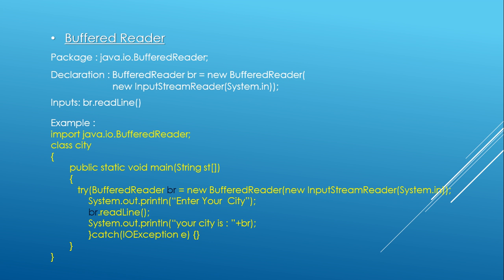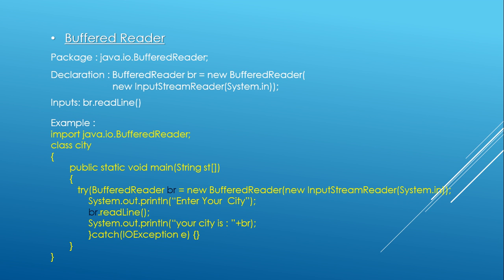Example, import java.io.BufferedReader, because we are using BufferedReader in our program, so we need to import that. Import java.io.BufferedReader, class City, public static void main method, and within that main method see that there is a try catch block. Why I have used that, I will explain to you later. First, try to understand how we have created the instance, BufferedReader br equal to new BufferedReader(new InputStreamReader(System.in)). And after that, we are asking the user to give input, br.readLine, System.out.println. It will simply print the value that is given by the user.